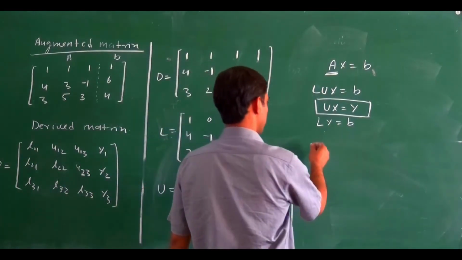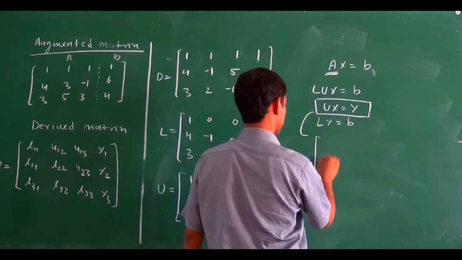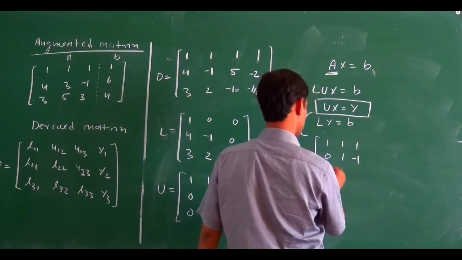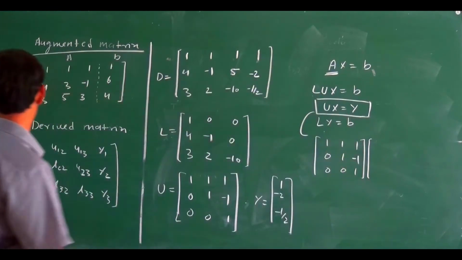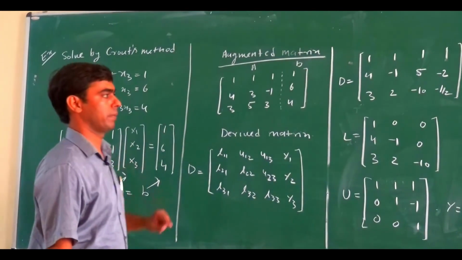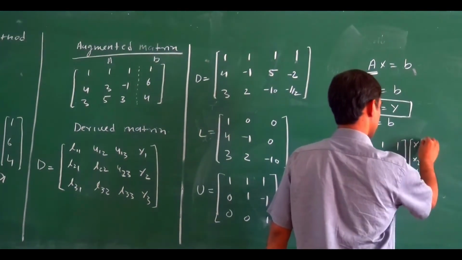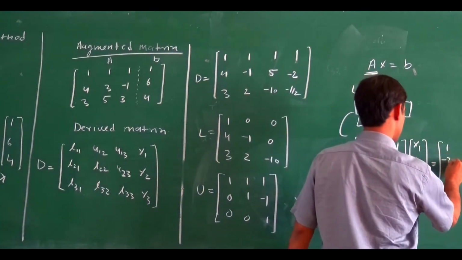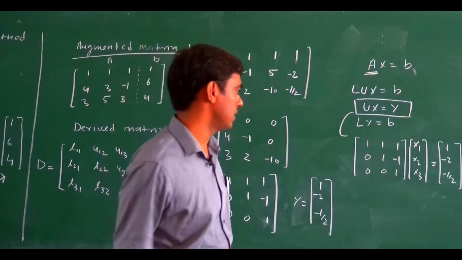So here we write Ux. U is 1, 1, 1, 0, 1, minus 1, 0, 0, 1, and X is x1, x2, x3. So Ux equals Y, and Y is 1, minus 2, minus 1 by 2. Now, as we described in our previous lecture, we perform what?